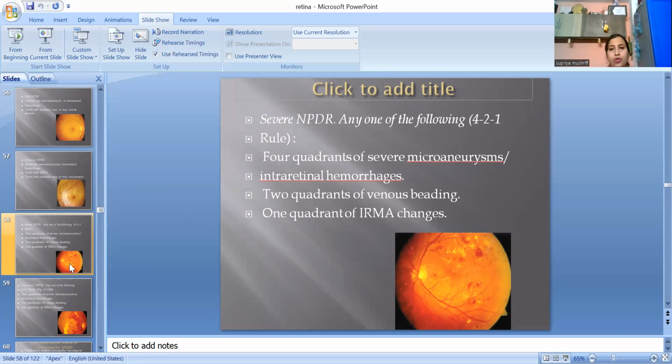Severe NPDR: any one of the following, the 4-2-1 rule. Four quadrants of severe microaneurysms, intraretinal hemorrhages. So what is the 4-2-1 rule? A patient is known to have severe NPDR if you have any one criterion of this 4-2-1 rule. What does this mean? Either 4 quadrants of severe microaneurysms and intraretinal hemorrhages are present, or 2 quadrants of venous beading are present, or 1 quadrant of intraretinal microvascular abnormality is present. So this is how a patient of severe NPDR will look with any one of the 4-2-1 rule characteristics.